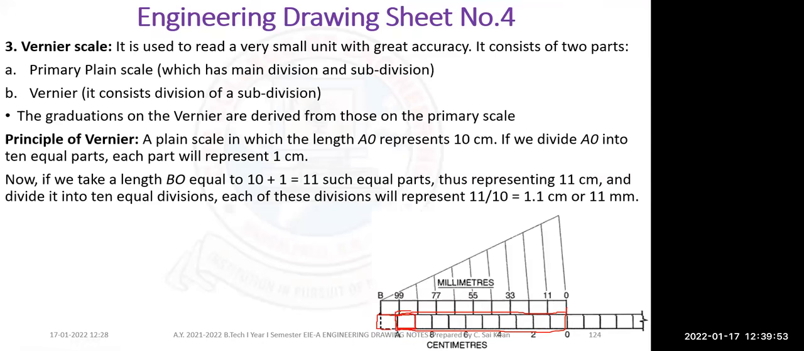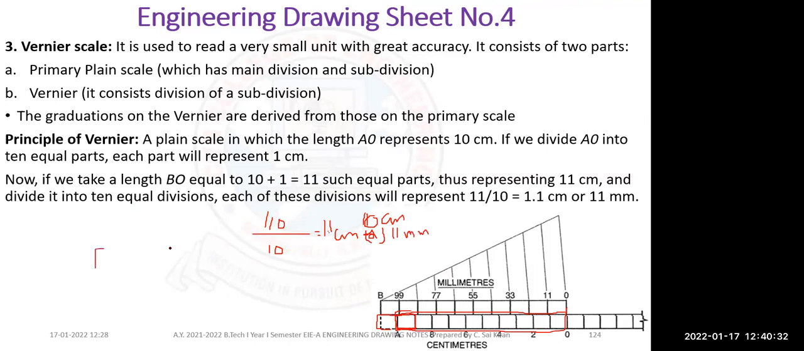Then this total distance, already this is 10 centimeter. I'm adding one more centimeter. Total becomes 11 centimeter. Then this 11 centimeter I have to divide into 10 equal parts. Each part will become 1.1 centimeter, or 11 mm. 1.1 centimeter equals 11 mm.